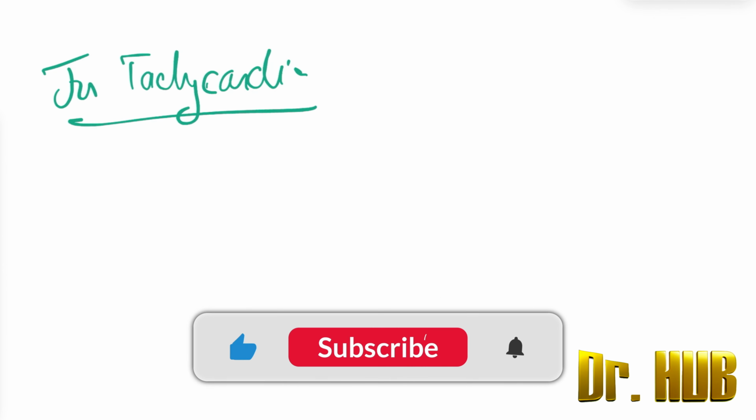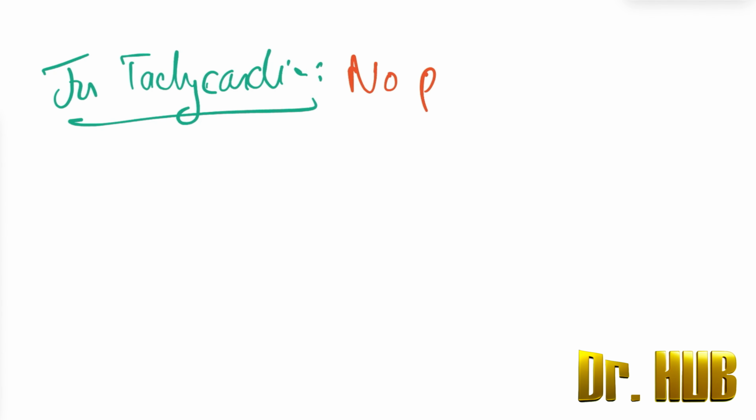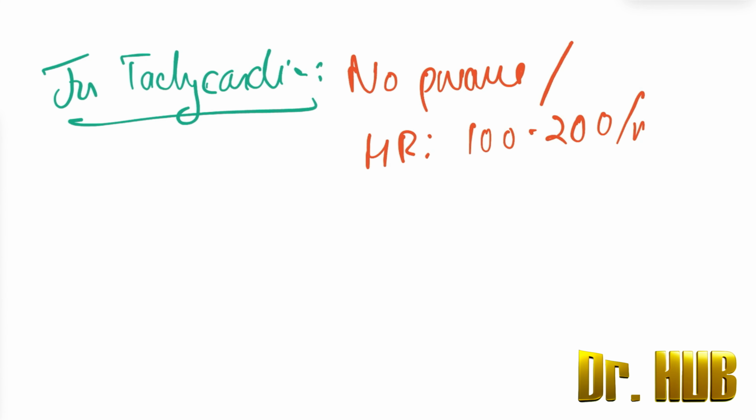Next, we will look at the junctional tachycardia. In terms of junctional tachycardia, there is no P wave, and the heart rate is 100 to 200 per minute.